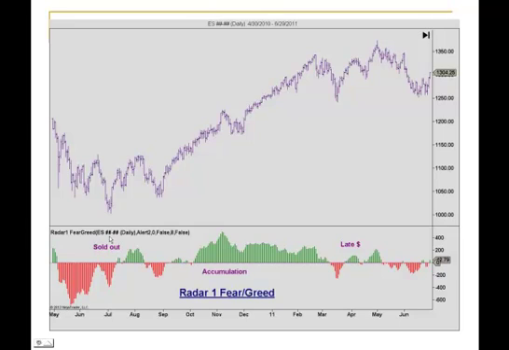the price. Take, for example, the summer of 2010, when the price was moving down in a pretty steady downtrend. Yet you can see with each successive downward thrust of the price, the Fear Greed indicator showed less and less strength of the bears, until at this lowest low in the price, it showed considerably less selling than the low up here.